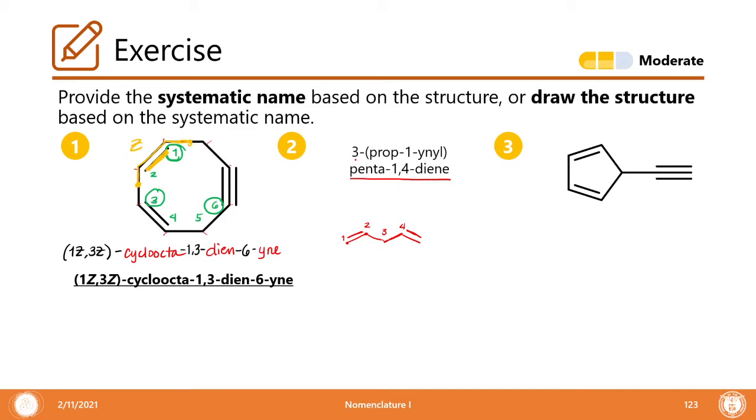At position 3, there's something, we have prop-1-ynyl. So we have 3 carbons, 1, 2, and 3, and at position 1 of that substituent, we have an alkyne. If we draw it cleaned up, it would look like this. So let's draw that quickly.